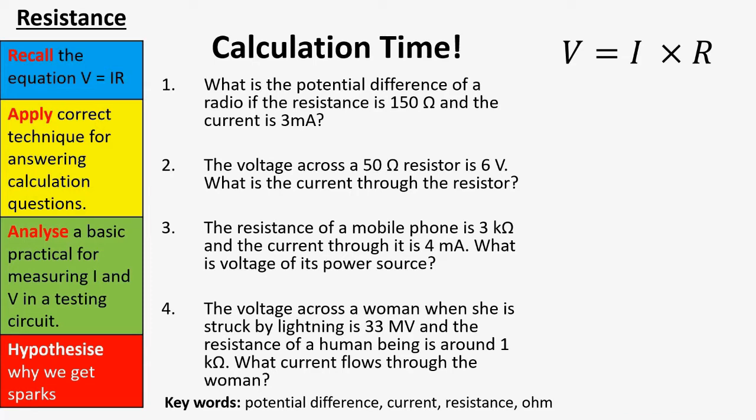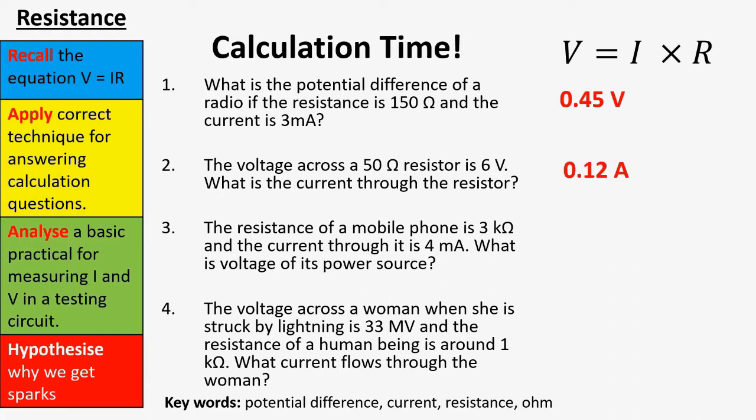So let's take a look at how you've done. Question 1. What is the potential difference of a radio if the resistance is 150 ohms and the current is 3 milliamps? You should have 0.45 volts. Question 2. The voltage across a 50 ohm resistor is 6 volts. What is the current through the resistor? You should have 0.12 amps.